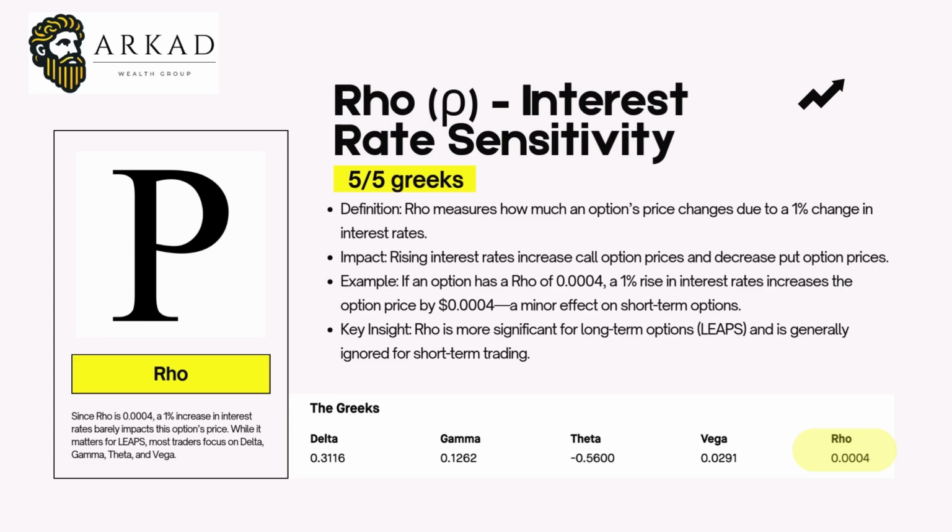Rho is less important for short-term traders, but can be key for those trading leaps options or navigating shifts in interest rates. In my opinion, Rho isn't the most important one, but it's good to keep an eye out if you're trading during those interest rate times.